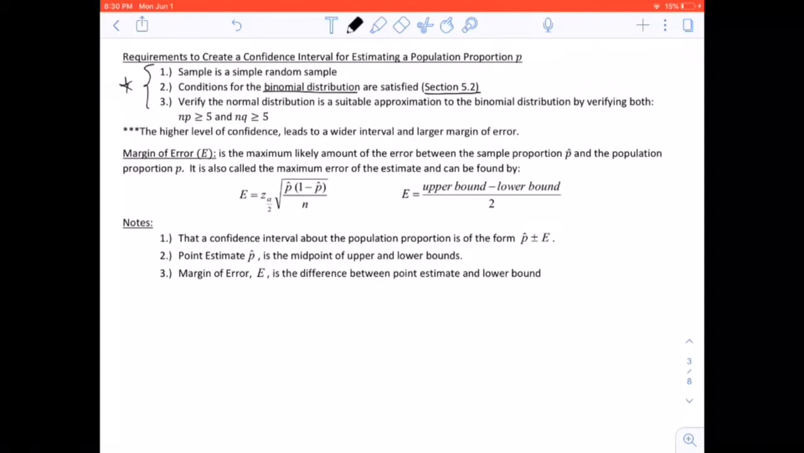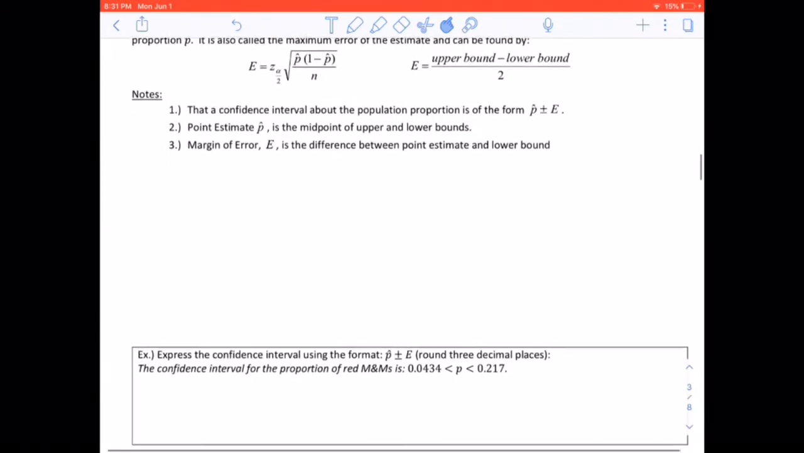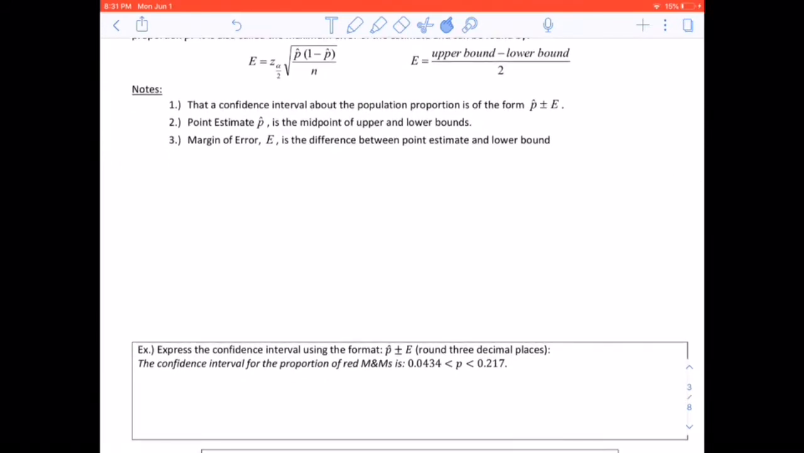It says the higher the level of confidence leads to a wider interval and a larger margin of error. So the margin of error we've discussed, but we never really had a definition yet. We call this capital E, the maximum likely amount of error between the sample proportion p hat and the population proportion p. It is also called the maximum error of the estimate and can be found by, we have a couple different formulas here depending on what is given to you. The error is going to be the upper bound minus the lower bound in your confidence interval divided by 2. And then another way to find it is using Z alpha over 2.